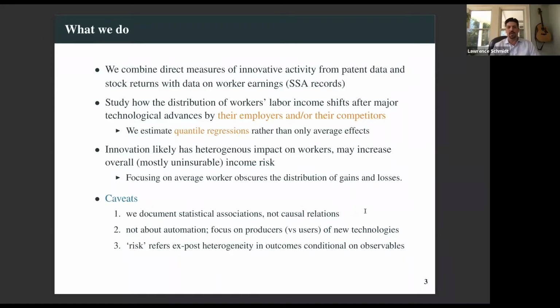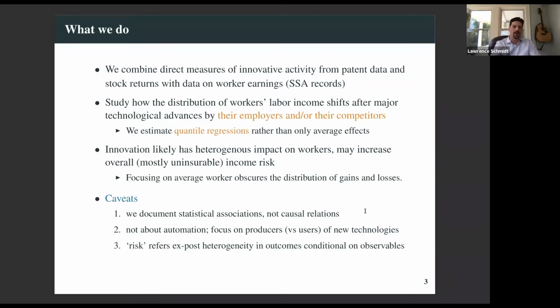Something interesting about the study, in contrast with some earlier work, is that in addition to thinking about what happens to workers on average, we're going to characterize the whole distribution. We're going to see whether risk itself, or dispersion in workers' income growth, also shifts in response to innovation. Is there some kind of reallocative effect associated with this? We're doing this because innovation likely has heterogeneous impacts on workers. It could make some people's skill set more valuable, others less valuable. So focusing just on average effects may obscure a lot of what's going on.